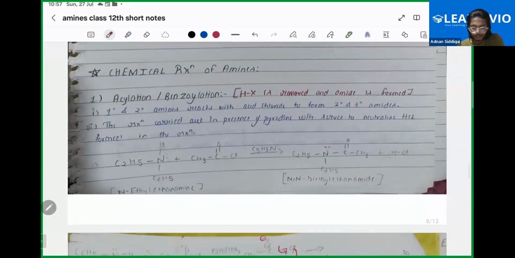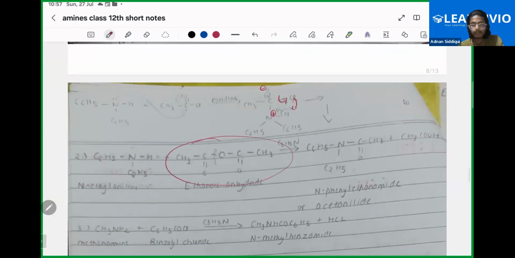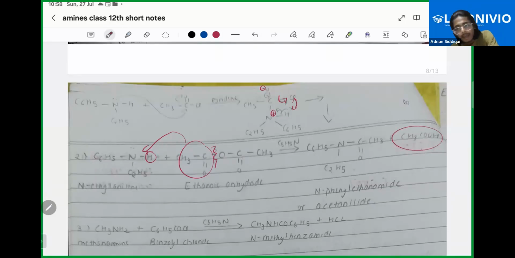We can do this reaction by acid chloride as well as an anhydride. The same thing is going to happen. You will break this bond and you will attach this thing here. This hydrogen will remove and you will get your product. But with anhydride, the side product is not going to be HCl. It is going to be a carboxylic acid. Okay.